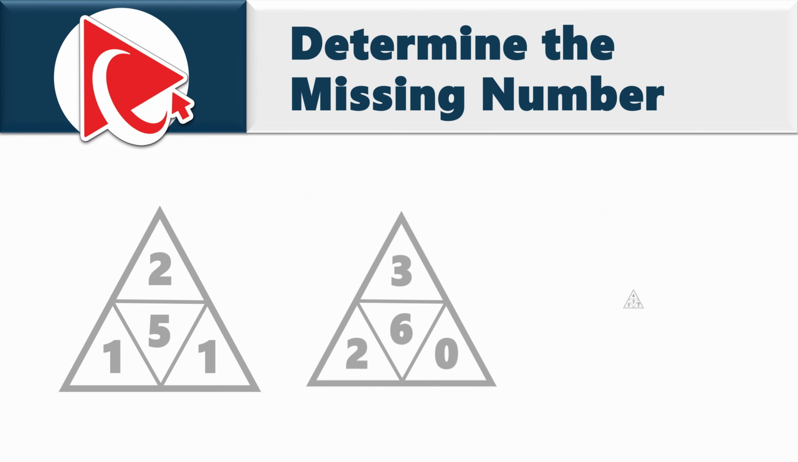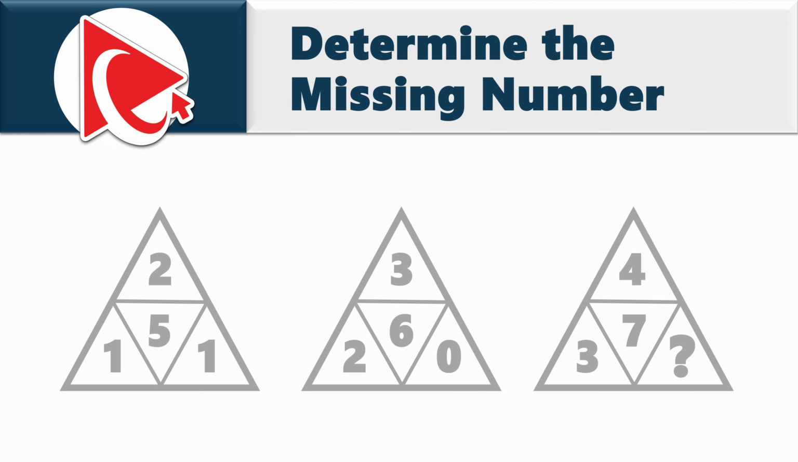You're presented with 3 triangles. Each triangle has 4 numbers inside. The numbers are across 3 triangles, 2, 3, and 4, then 5, 6, and 7. Hey, easy to detect the pattern, right?